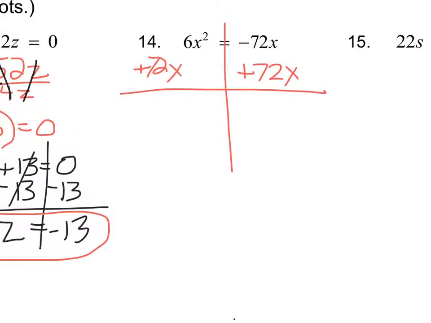Okay, so what we really got here is 6x squared plus 72x equals 0. Now that we have it in standard form, we can go ahead and solve it. Same for number 15. Before you can solve it, you got to get it into factored form.